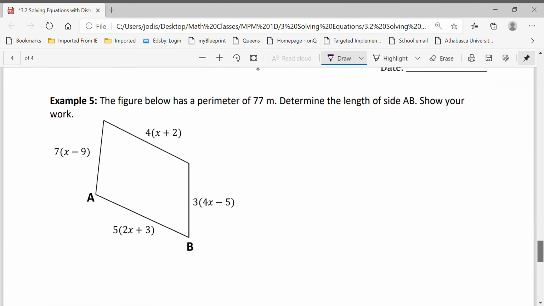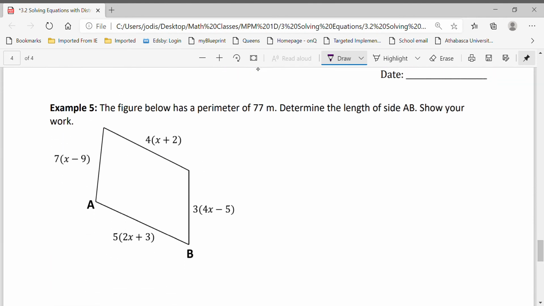Alright, so we've got a couple more examples here and then we're done. So example number 5 here, the figure below has a perimeter of 77 meters. We want to determine the length of side AB, and we need to show our work.